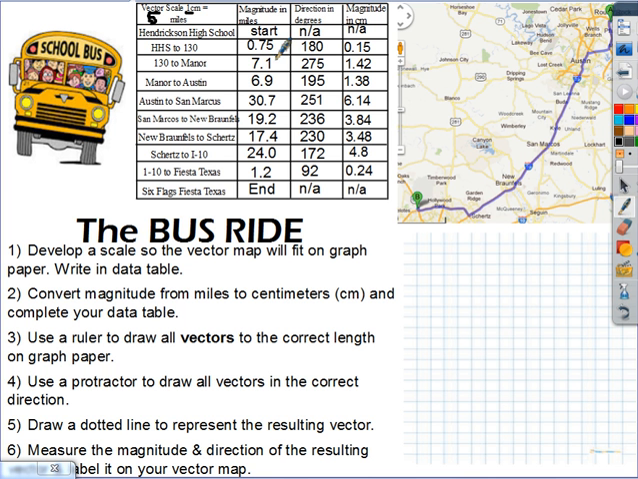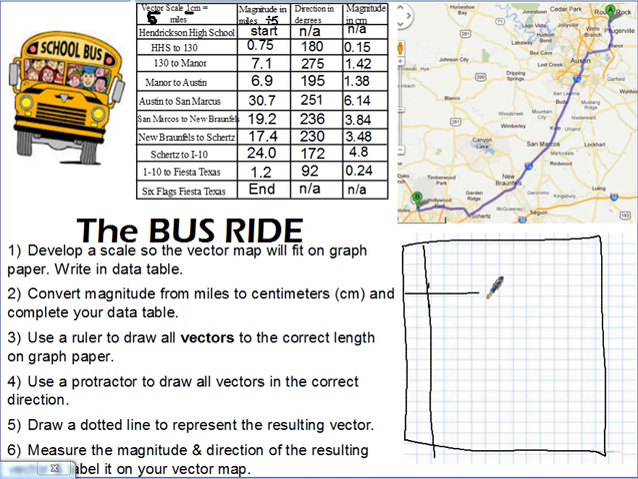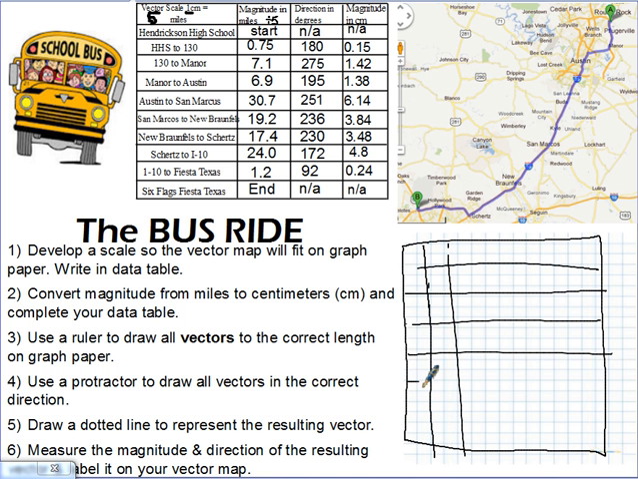And then all you've got to do is take your miles and divide them by whatever you chose. In my case it was 5, and that converts it from miles to centimeters. So this is going to give you your magnitude in centimeters that you're going to draw on your graph paper. And so you're going to have a little piece of graph paper like so. You'll draw your little boxes on it.